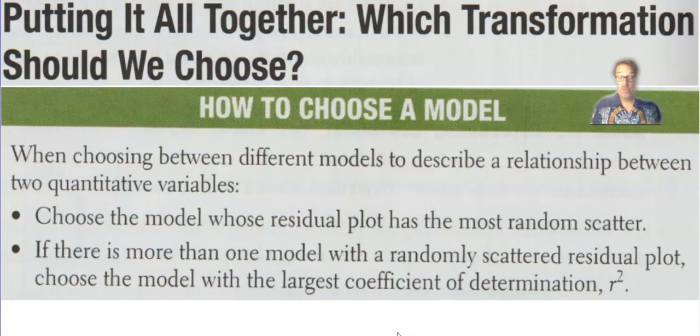We're going to choose the model with the residual plot that has the most random scatter. Remember, we don't like our residual plots to have curves. And if there's more than one model that you think is as random as any other one, look at your coefficient of determination, your R squared. Which one is closest to 1? The one closest to 1 will be the correct one to use if you can't tell by the residual plots.